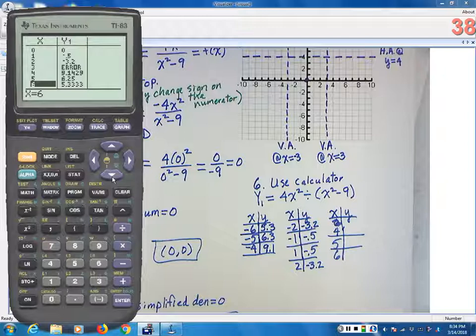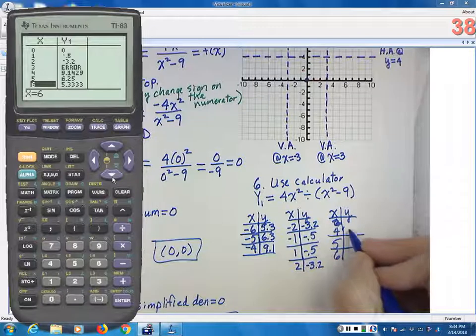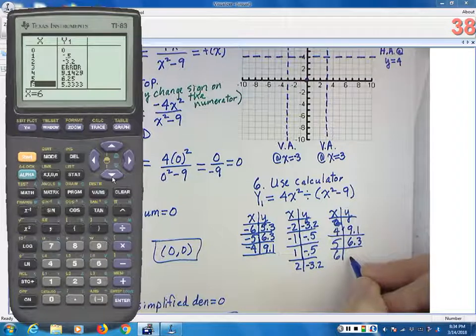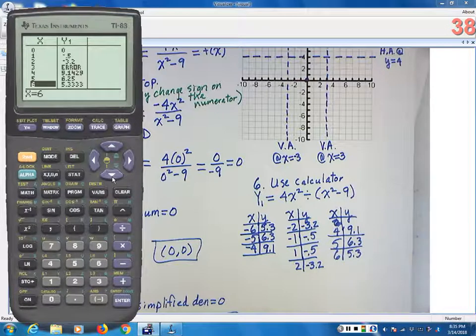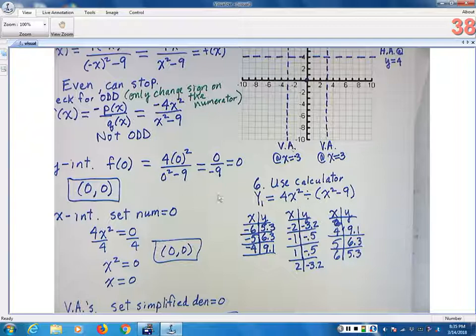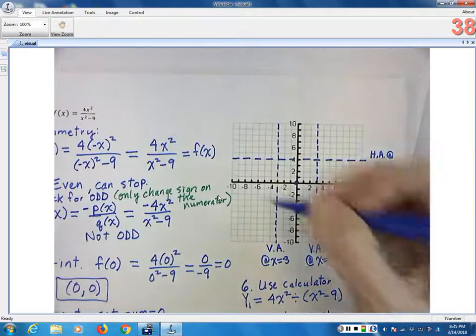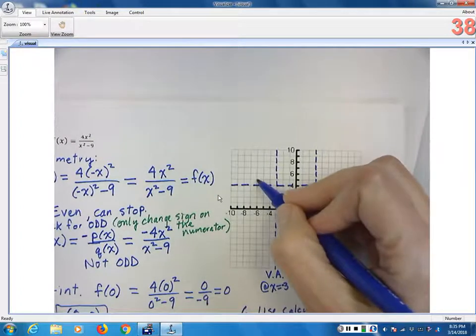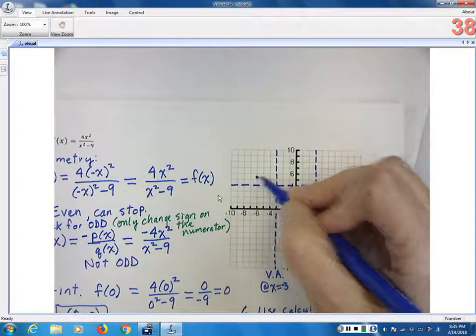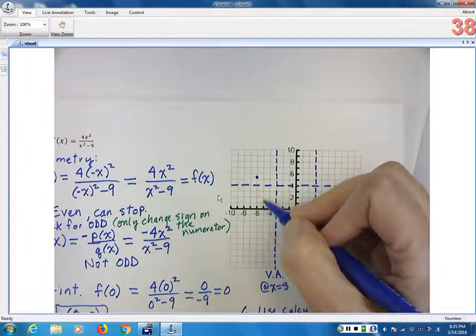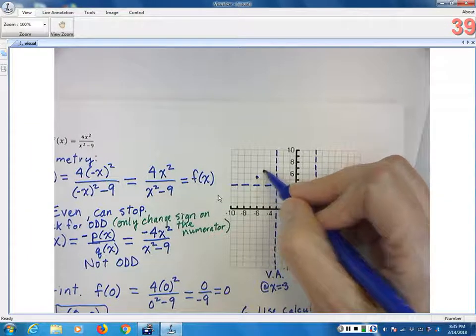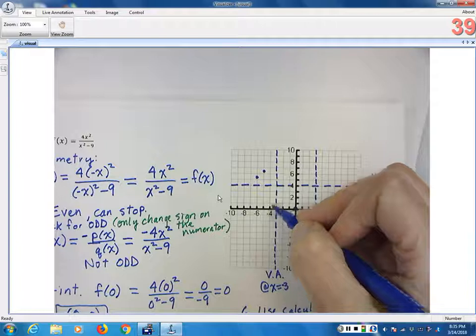Okay. At 4 it's at 9.1. At 5 it's at 6.3. And at 6 it's at 5.3. So we do have to get points in all 3 sections that the vertical asymptotes break it up. And now we're going to graph that. At -6 we're at 5.3. At -5 we're at 6.3. At -4 we're at 9.1.